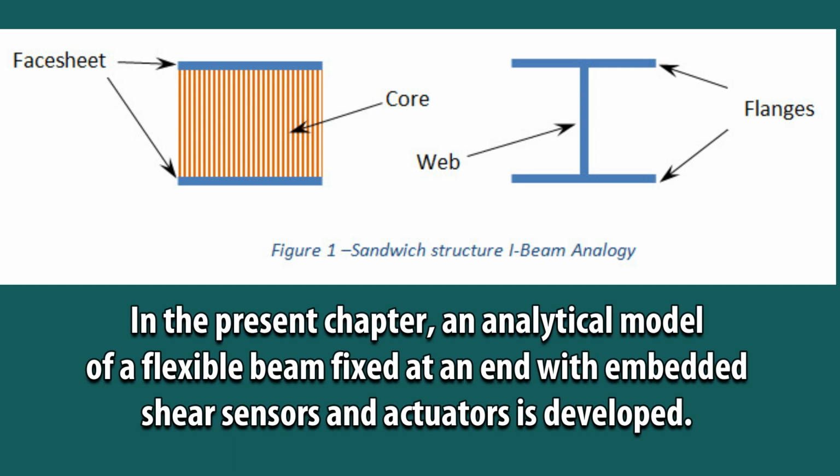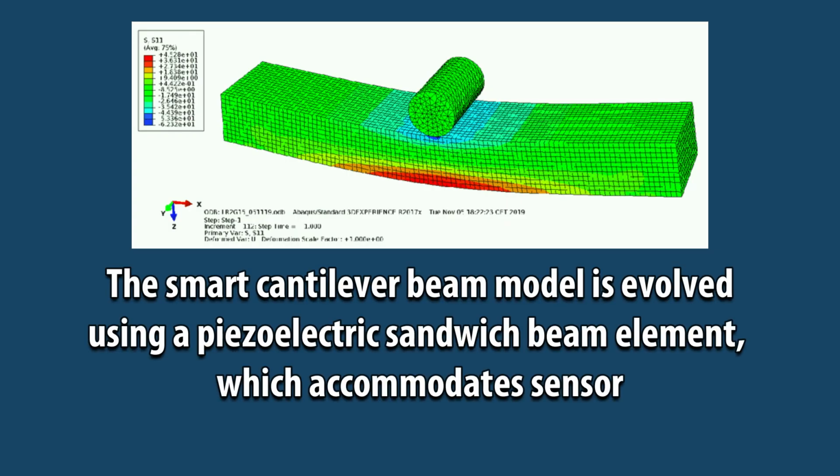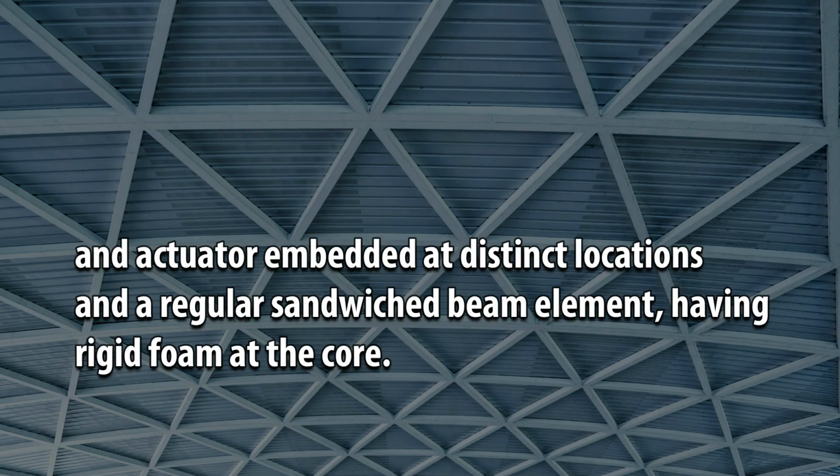In the present chapter, an analytical model of a flexible beam fixed at an end with embedded shear sensors and actuators is developed. The smart cantilever beam model is evolved using a piezoelectric sandwich beam element which accommodates sensor and actuator embedded at distinct locations and a regular sandwiched beam element having rigid foam at the core.